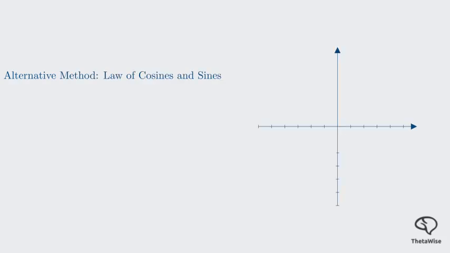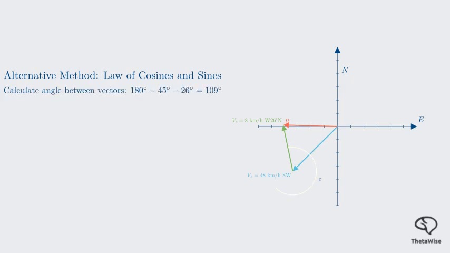The question asks for an alternative method, so let's quickly demonstrate the law of cosines and sines. Here we draw the two vectors head to tail to form a triangle. We want to find the third side of this triangle, r. To use the law of cosines, we need the angle between the two vectors. From our previous diagram, we can see the angle is 180 degrees minus 45 degrees minus 26 degrees, which equals 109 degrees. This is the angle C in our triangle.